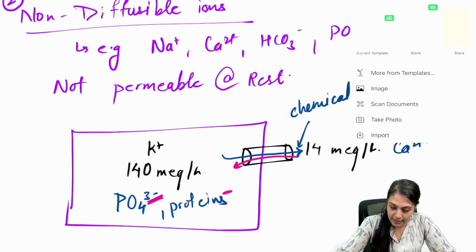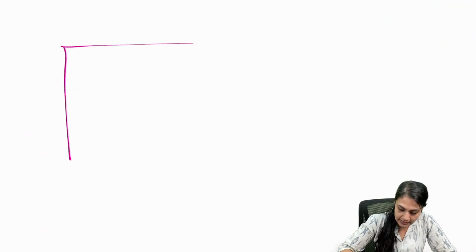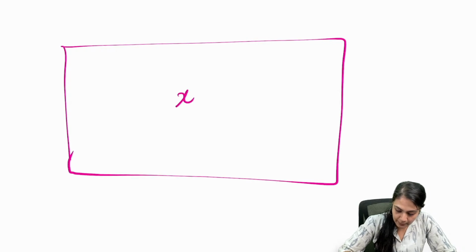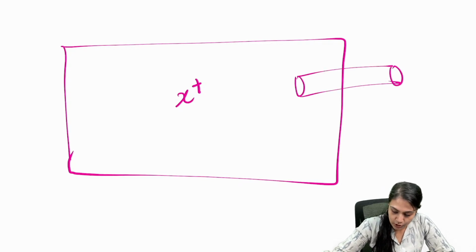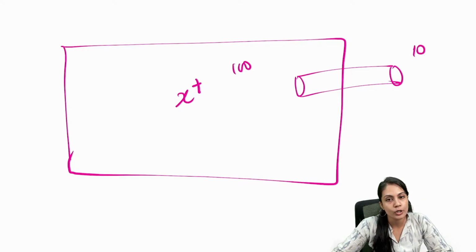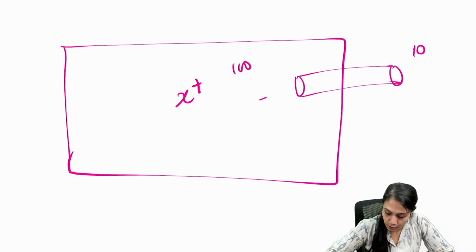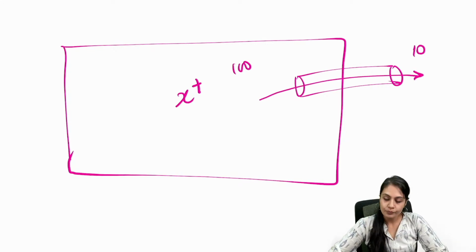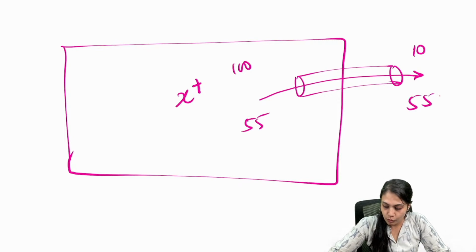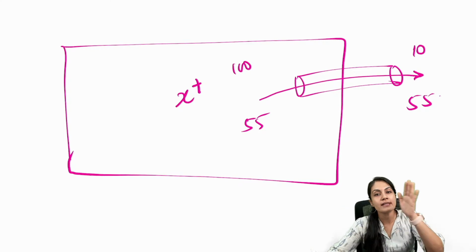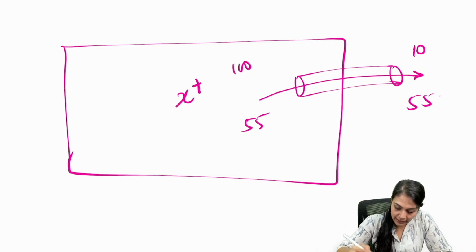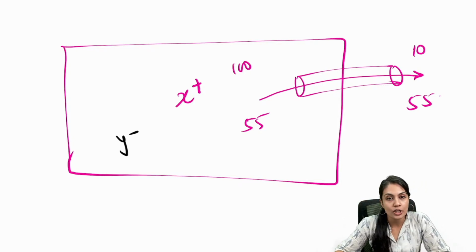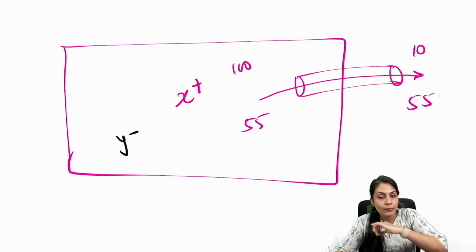For example, I'll share one easy example. Suppose there is X ion. This is a semi-permeable membrane. Let's say this is X ion, which is positively charged, and there are 100 molecules present inside, and outside only 10 molecules are present. Now in total we have 110. That means it should move. If it is completely permeable, then it is going to move out till it becomes 55 inside, 55 ions outside. But if I add some negative ions over here, let's say Y is the negatively charged ion, this is going to change.